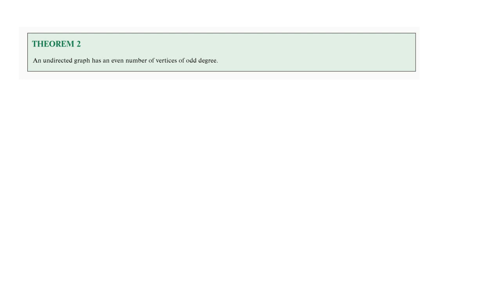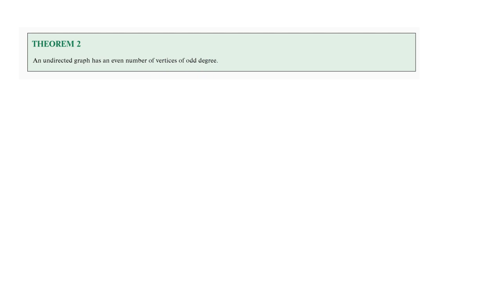So here is our second interesting theorem, which is a consequence of the previous one, the handshaking theorem, and it's actually quite interesting. Take an undirected graph, then it has an even number of vertices of odd degree. Again, for any graph, the number of vertices of odd degree is even. So let's prove that.